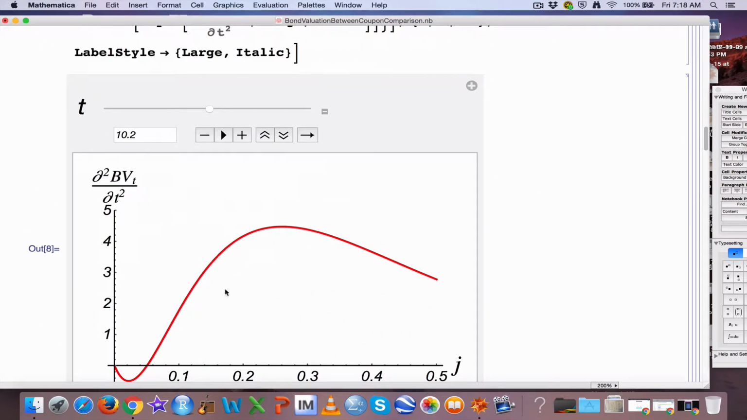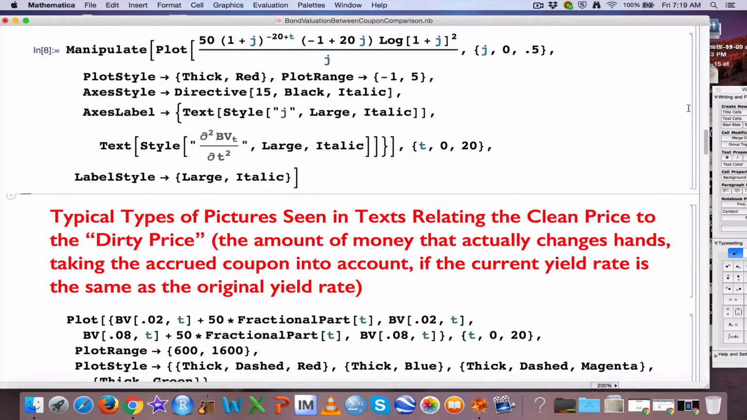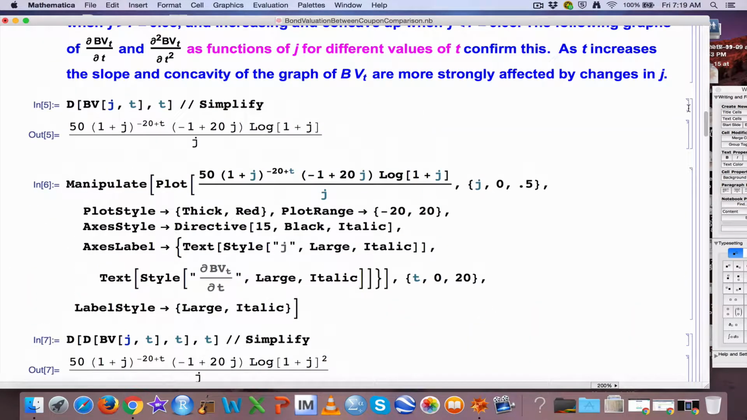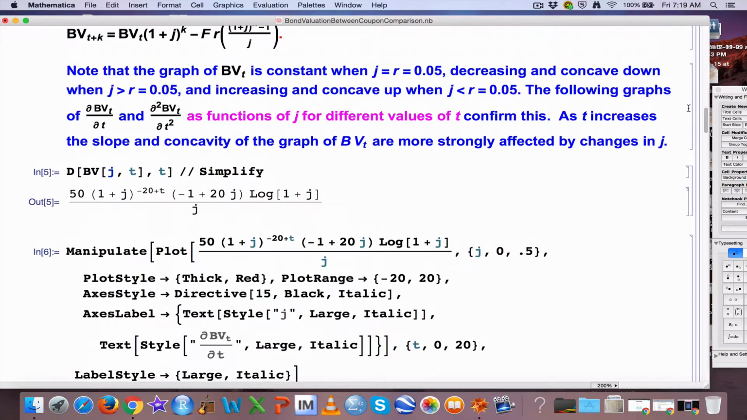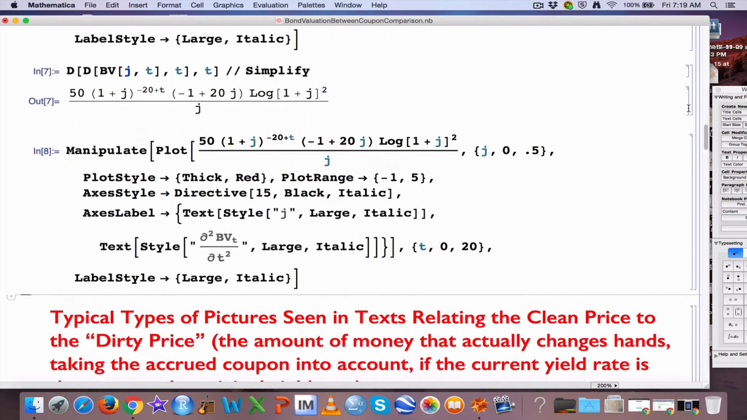I guess I should also emphasize it's telling you the graph is concave up when j is bigger than 0.05 and concave down because this is negative when j is less than 0.05. Telling you pretty cool information, very subtle information. If you kind of got that, but you want to rewatch it, go ahead and rewatch it. Go back to when I first started talking about this and think through it as I described. I think it's pretty cool.